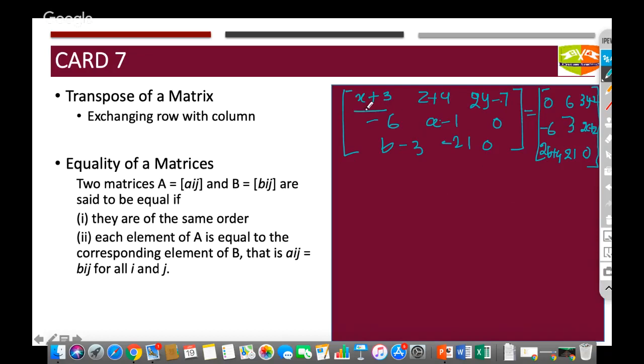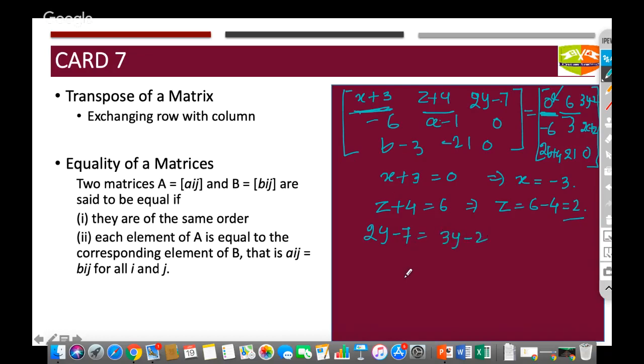So what I'll do is that this x plus 3, which is first row, first column, and these two matrices are equal. So x plus 3 would be equal to the first row, first column of the second matrix. So I will write x plus 3 is equal to 0. I'll find that x is equal to minus 3. Now this z plus 4, which is first row, second column, would be equal to the first row, second column of the second matrix. So I can write that z plus 4 is equal to 6, and z is equal to 6 minus 4, which is equal to 2. And 2y minus 7 is equal to 3y minus 2 here. So I can write that minus y is equal to minus 2 plus 7, which is equal to 5. So y will come out to be minus 5.